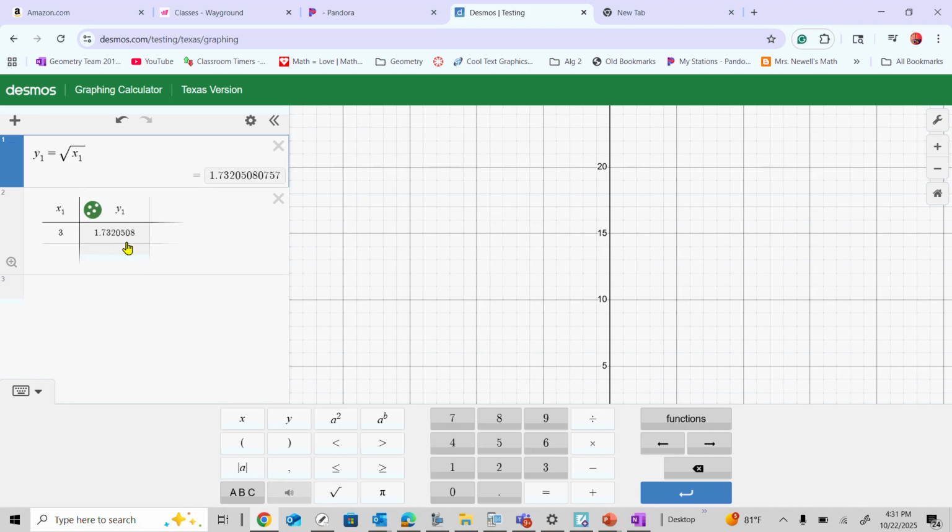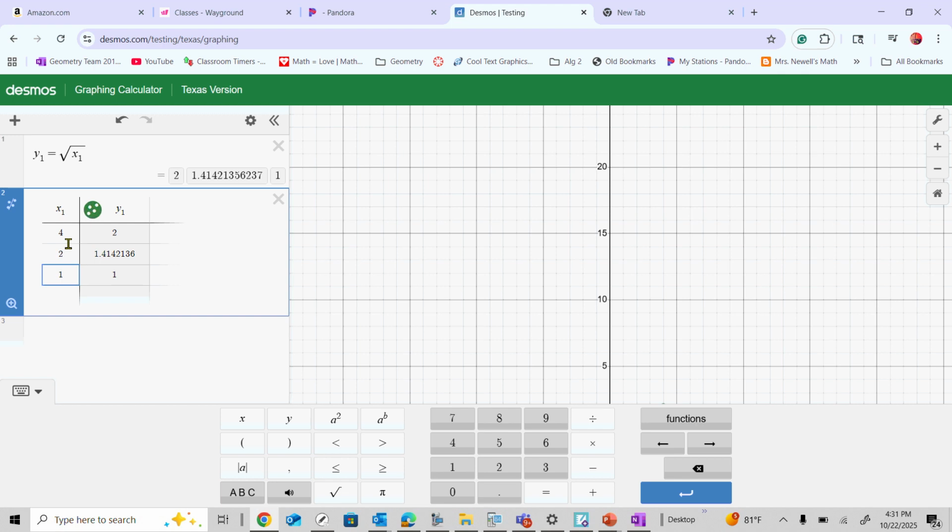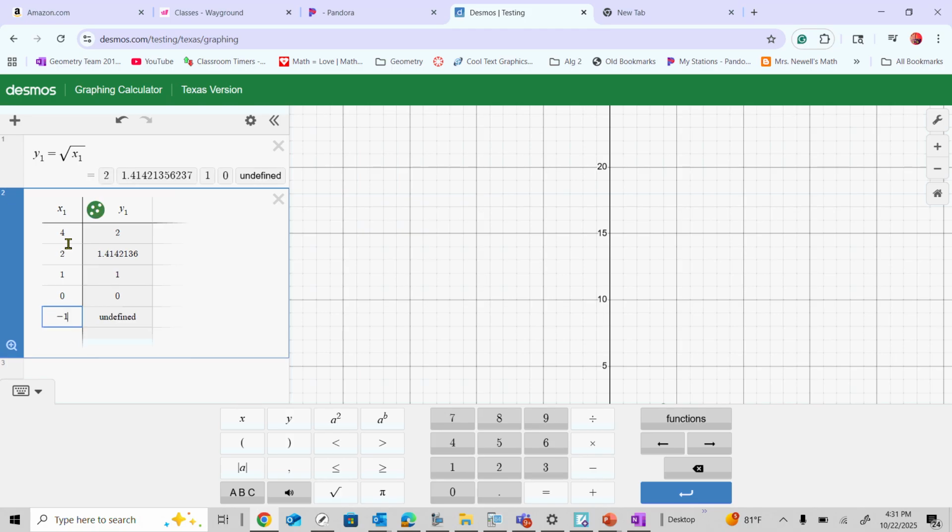What we have here has to match this table right here. So we don't really need 3. The value we needed was 4. Then I can come down and put in 2. Then arrow down, put in our 1. Arrow down, put in our 0. And then let's see what happens when you get to a negative 1. It says undefined, so it doesn't exist.